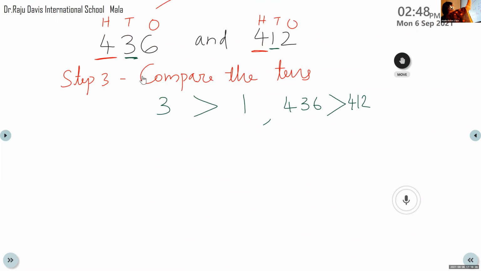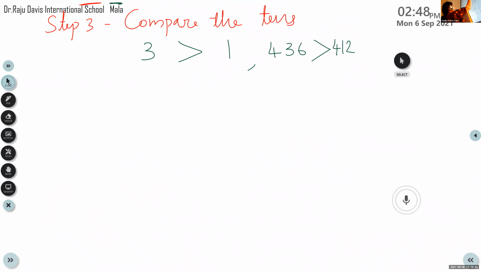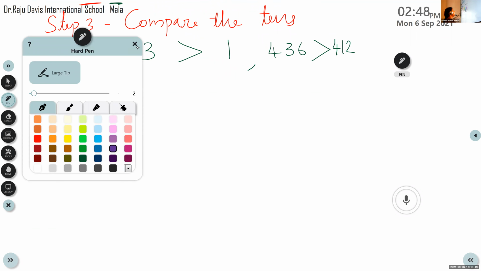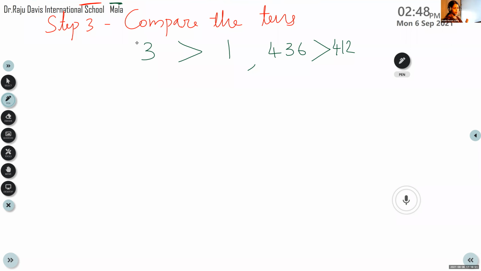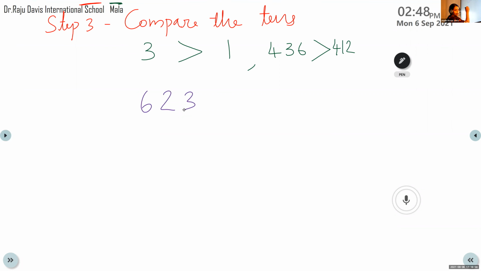The numbers are 623 and 628. See, 623, 628. What is the first step? We will compare, or rather we will count the number of digits.